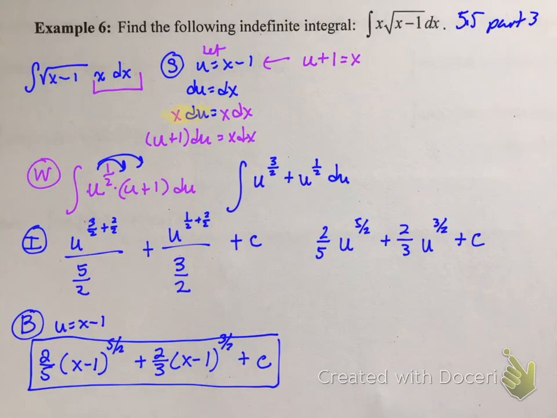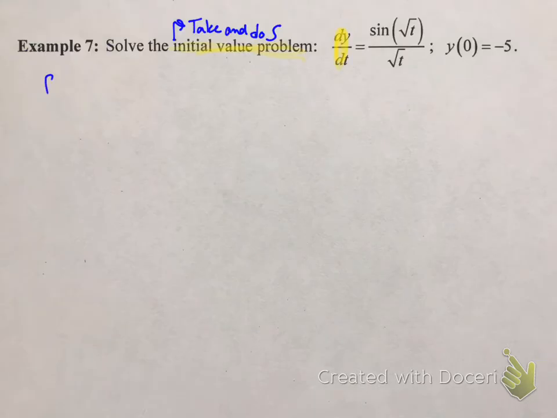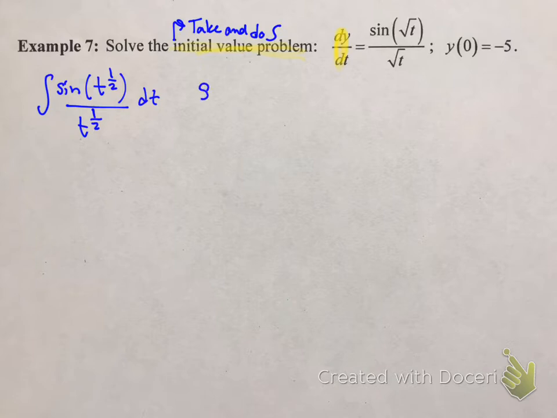So basically what I'm going to do is integrate sine, and I'm going to write this as t to the 1/2 over t to the 1/2 dt. Sorry about the jumping around. When I look at it, I don't have any rules that match up with it, so I'm going to use substitution. I'm going to let u equal t to the 1/2 power.